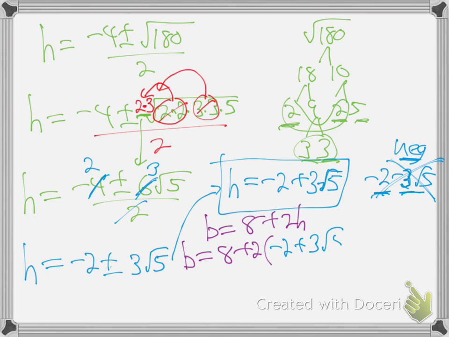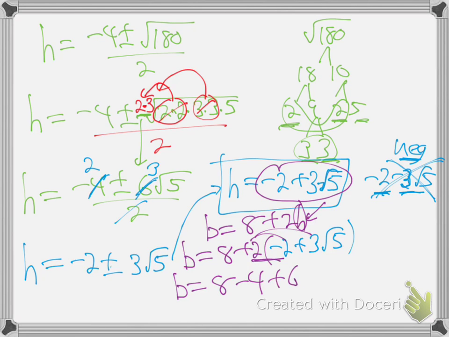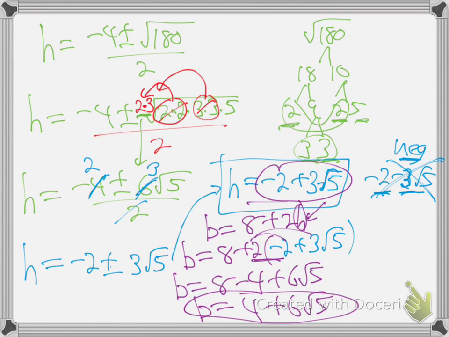This is a hard problem. Like that. And then distribute. Oh yeah, no, that's right. 8 plus 2 times the height. So I plugged in this height right there for height. It's right here. This is height right there. 8 plus 2 times height. So what do you get? The base is 8 minus 4, 2 times minus 2, plus 6 root 5. 8 minus 4 is 4, plus 6 root 5. So there's the base. Here's the height. We're done with that one.